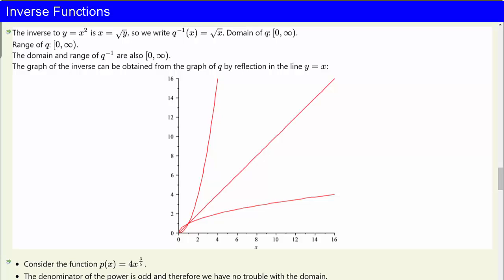The inverse to y equals x squared is x equals the square root of y. So we can write q inverse of x as the square root of x. The domain of our original function q is the interval [0, infinity), and its range is that same interval. This means that the domain and range of the inverse are also that same interval. The graph of the inverse can be done from scratch, it's just y equals square root of x, or you can obtain it from the graph of q by reflection in the line y equals x.